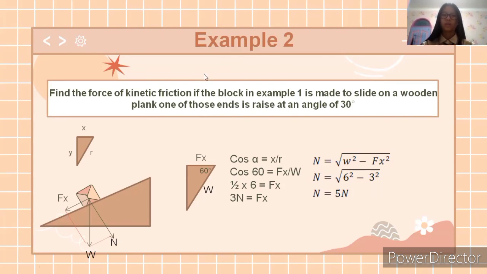Now we can solve for the friction. Friction is equal to mu times N. Friction is equal to mu, which is 0.15, times N, 5 Newton. 0.15 times 5 is 0.75 Newton. And that is the final answer.